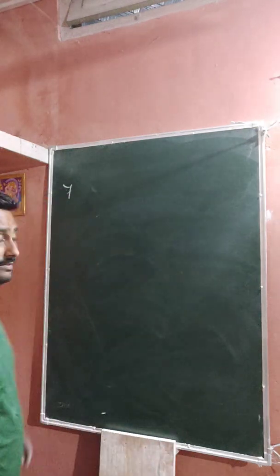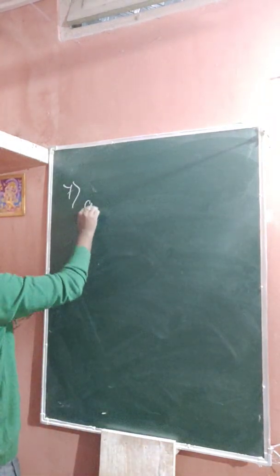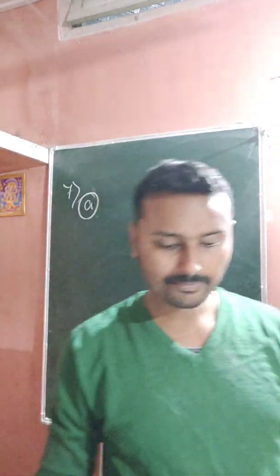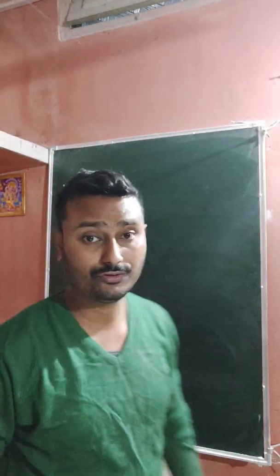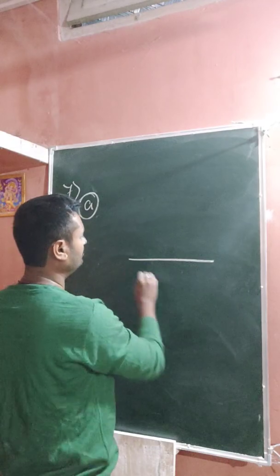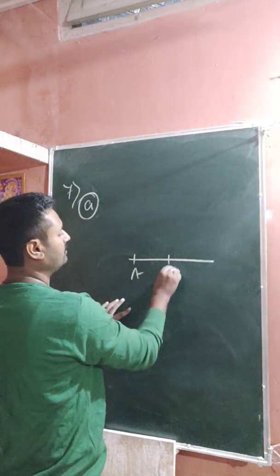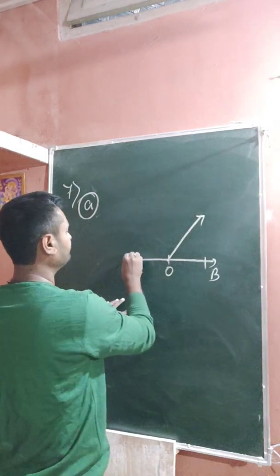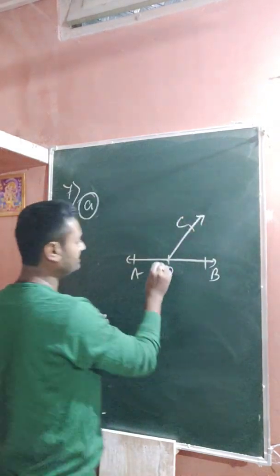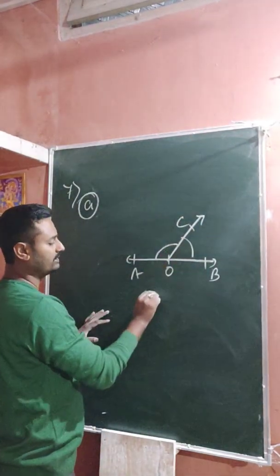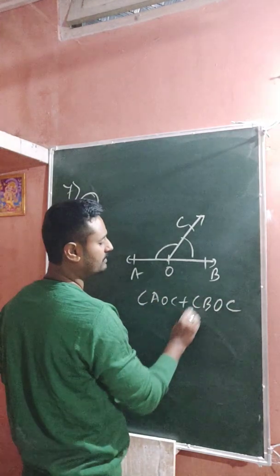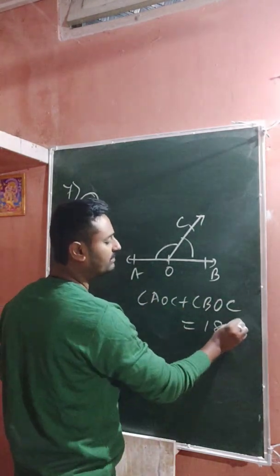Question number 7 is to do the true and false. So the first one is: a linear pair is always a pair of adjacent angles. All of you know the linear pair. Suppose this is point A, O, and B, and suppose point C. In this case, angle AOC plus angle BOC equals 180, and they are forming a linear pair.